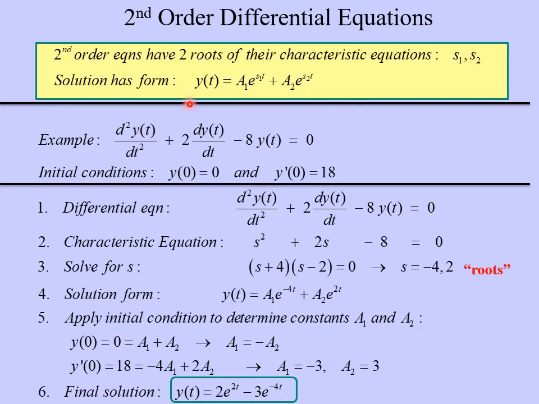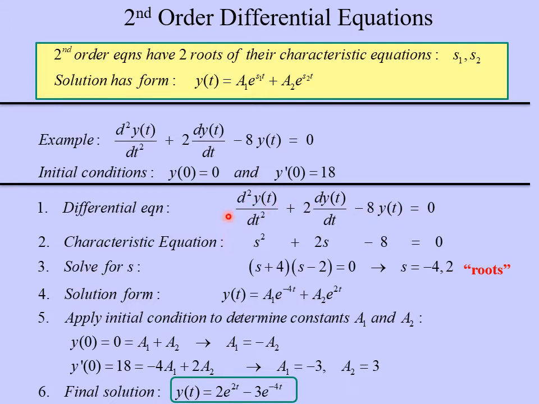So just to show an example here, let's say we're given this differential equation: the second derivative of y plus 2 times the derivative of y minus 8y equals 0. And we're given these two initial conditions here, y(0) = 0, and the first derivative of y at time 0 is equal to 18. So here is our differential equation again. I just rewrote it. Let's write the characteristic equation by inspection.